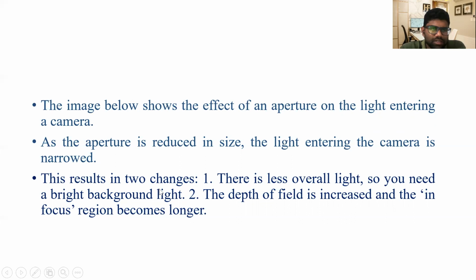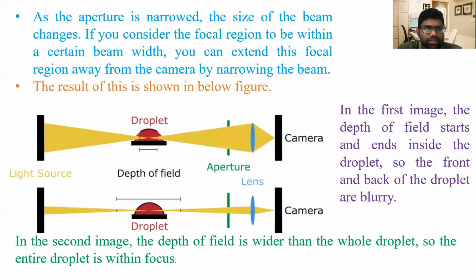Now this results in two changes. There is less overall light, so you need a bright background light, and the depth of field is increased and the in-focus region becomes longer. As the aperture is narrowed, the size of the beam changes. If you consider the focal region to be within a certain beam width, you can extend this focal region away from the camera by narrowing the aperture. The result of this is shown in the figure below.